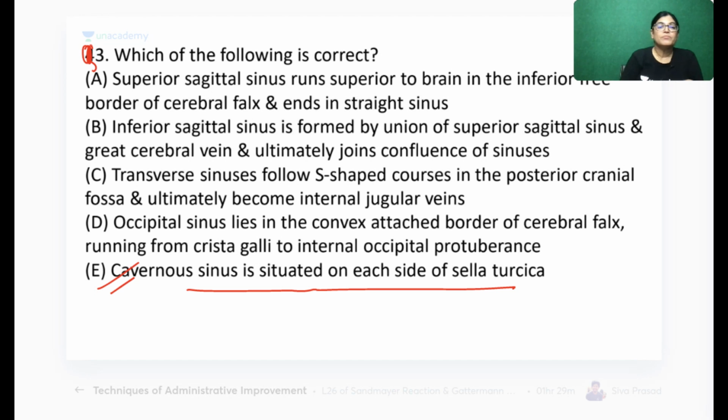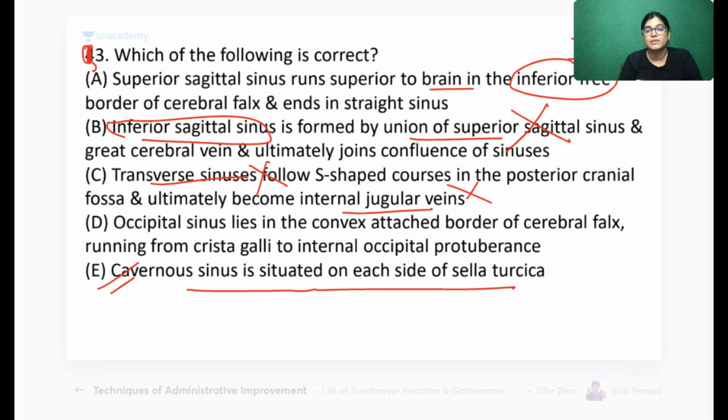Superior sagittal sinus runs superior to the brain, not in the inferior free border. No, it is not running in the inferior free border, but it is running superiorly. Inferior sagittal sinus is formed by union. Actually, inferior sagittal is running in the inferior falx cerebri. Transverse sinus drains, and it is the superior petrosal sinus that drains into the transverse sinus. Inferior petrosal sinus will drain into the internal jugular vein. Occipital sinus is in the convex attached border of the cerebral falx. Okay. So this is also not correct.